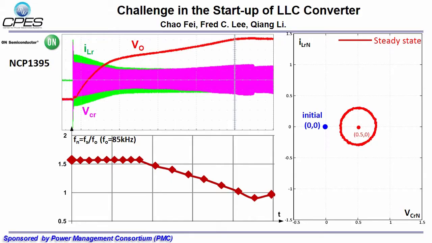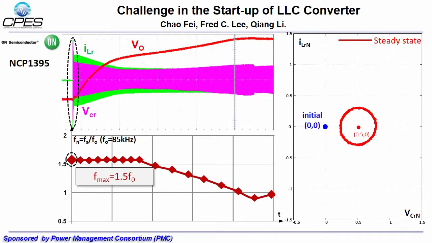Startup is a challenge in the control of LLC Converter. This is a result from a commercial controller. The left top is time domain waveforms. Below is the corresponding switching frequency during startup. The trajectory will be shown on the right. The red circle is a steady-state trajectory.